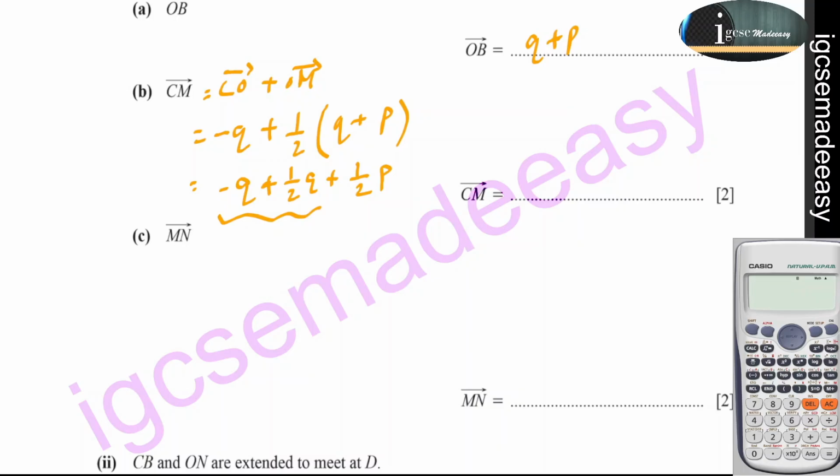So let's check it using our calculator. We can write it as minus 1 plus 1 by 2, and we will get minus 1 by 2. So this gives minus 1 by 2. I'll write it here: minus 1 by 2q plus 1 by 2p. So our answer is minus 1 by 2q plus 1 by 2p.